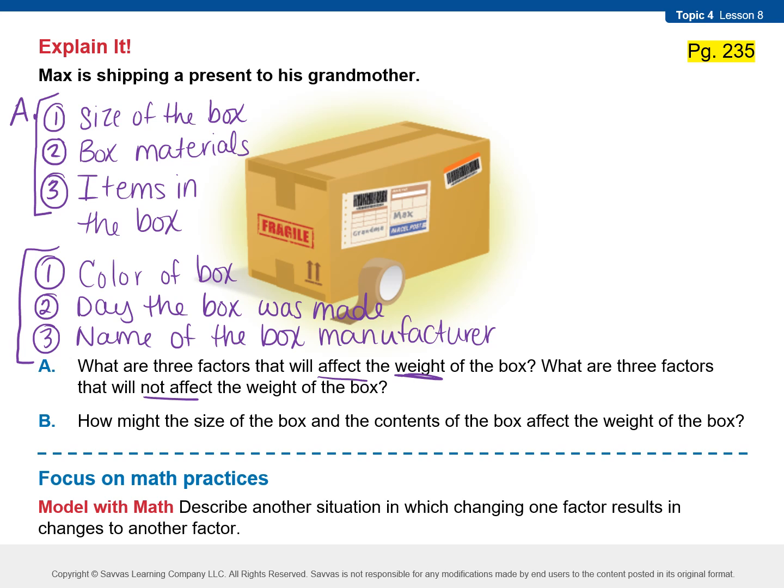Well, thinking about the size of the box, the bigger the box is, the more material is used to make the box, which makes the box heavier, right? Okay, for contents, they're talking about like what type of material the box is made from, okay? So if the contents of the box are heavy, the box may need to be made from a different material, which can make the box heavier.